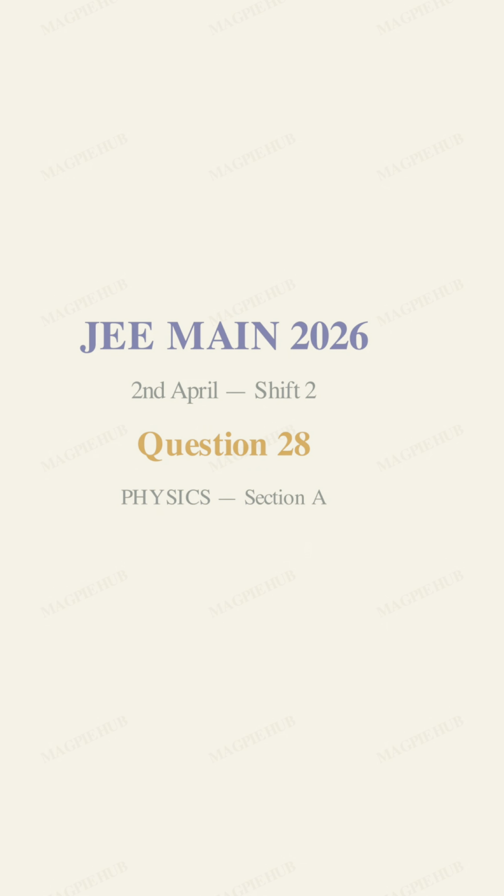JEE Main 2026, 2nd April Shift 2, Physics Section A, Question 28. Let's visualize the Atwood machine. We have a light frictionless pulley with a string connecting two blocks.